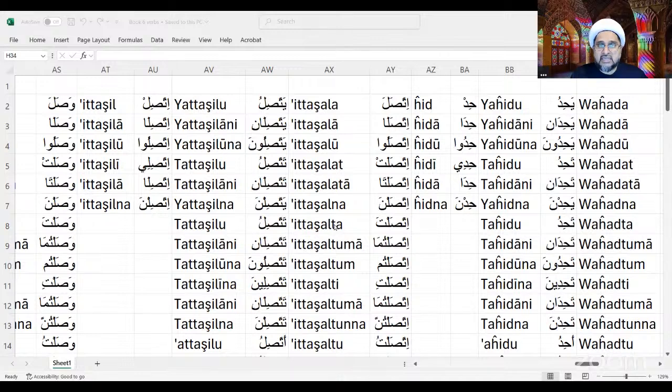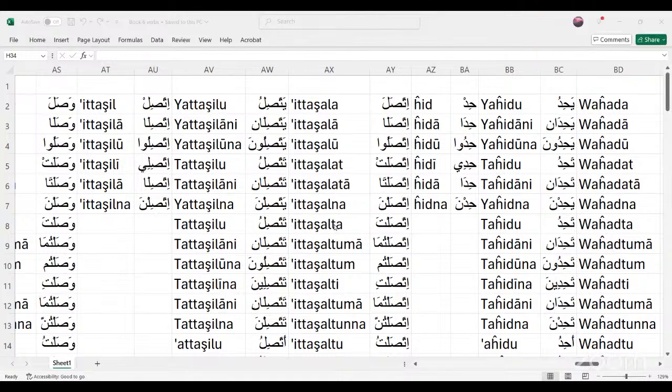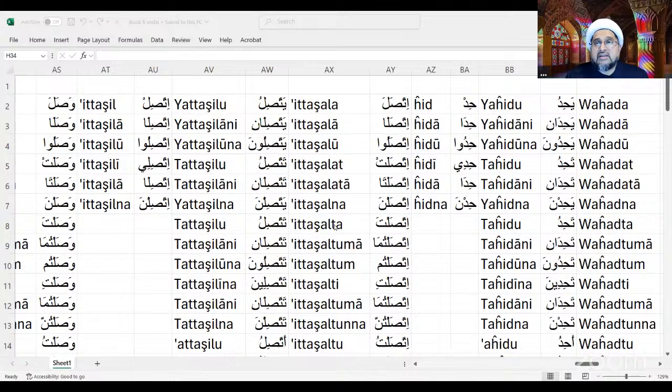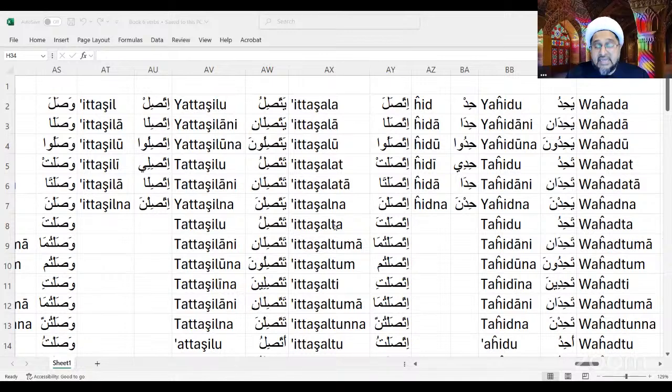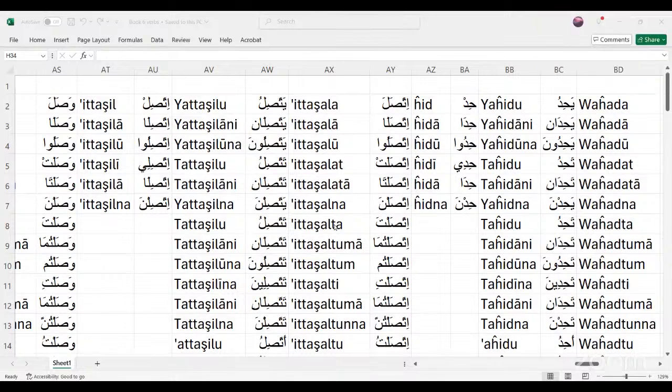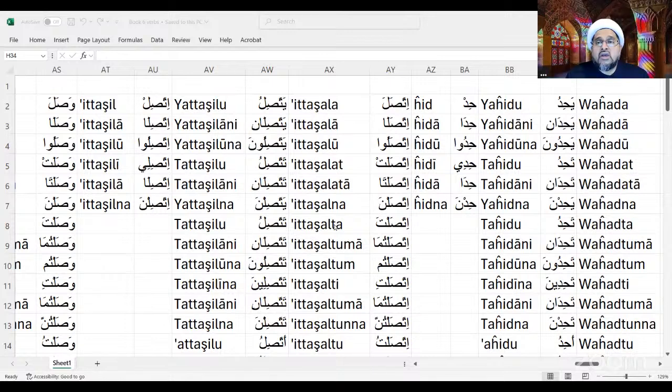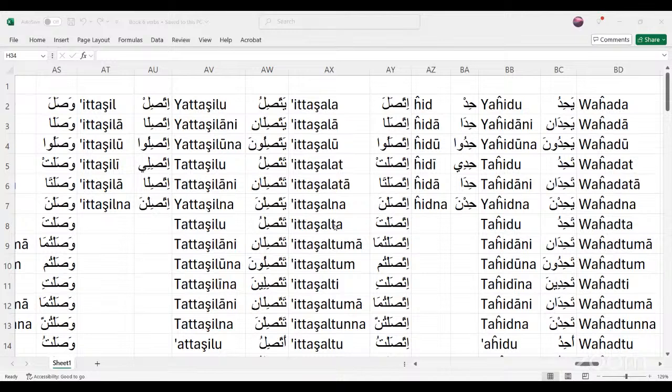Okay, so can I ask a question? Yes, go ahead. Is this related to tawassul then? It sounds similar. Tawassul is with a sin. Oh, that's with the sin. Yes, the root word of tawassul is wow, sin, lam. This is wow, sad, lam. Okay. So this is ittasala.